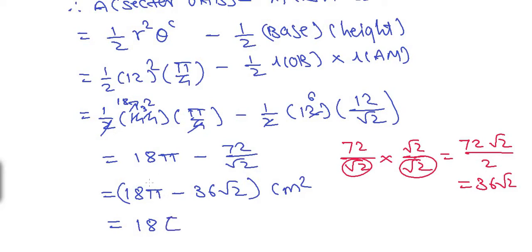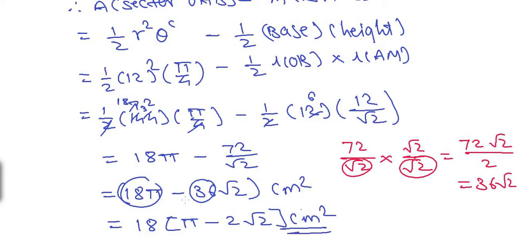After taking 18 common from the first term, we are left with only pi, and taking 18 common from 36, we are left with 2. So 18 into bracket pi minus 2 root 2 centimeter square is the final answer. Okay.